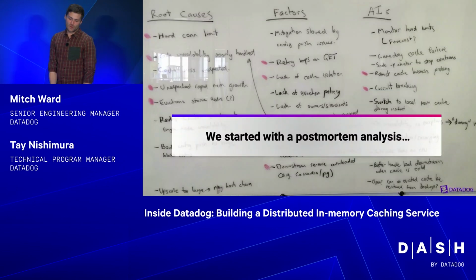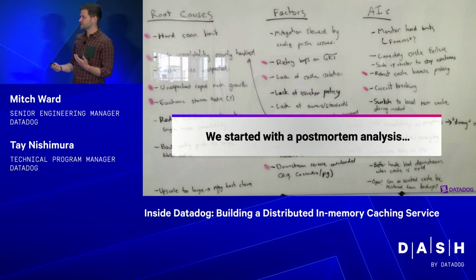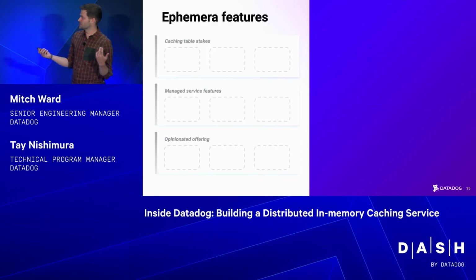So where did we start? Well, we actually started with a postmortem analysis. So Datadog has a great SRE-style blameless postmortem culture, and as we got started, a small team of us reviewed 5 years of caching-related postmortems. On these postmortems, we sort of collected patterns of their root causes, some of the factors that contributed to the outage, and also the action items that the team members took to try and prevent those outages in the future. And those action items were really informative to us in terms of the features that we wanted to build in Ephemera.